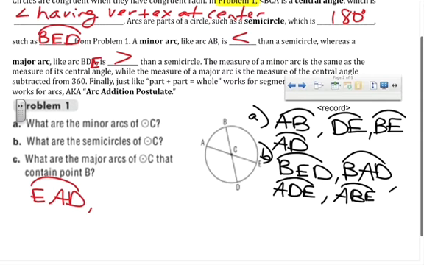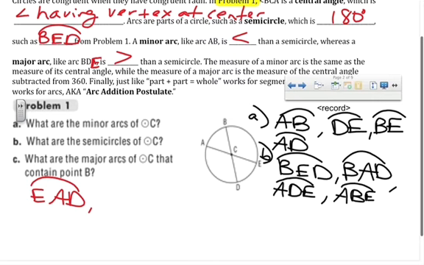Fantastic question. When you're looking at these major arcs, it's sometimes helpful to trace it and realize what you're tracing. You're starting at point E, passing through point A. You see how I passed through point B while I was at it? And ending at point D. That arc does contain point B. There's more. Need more.